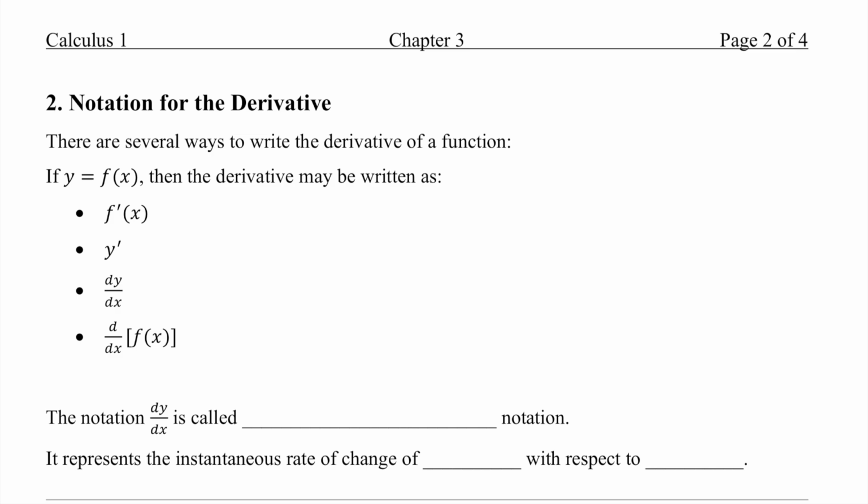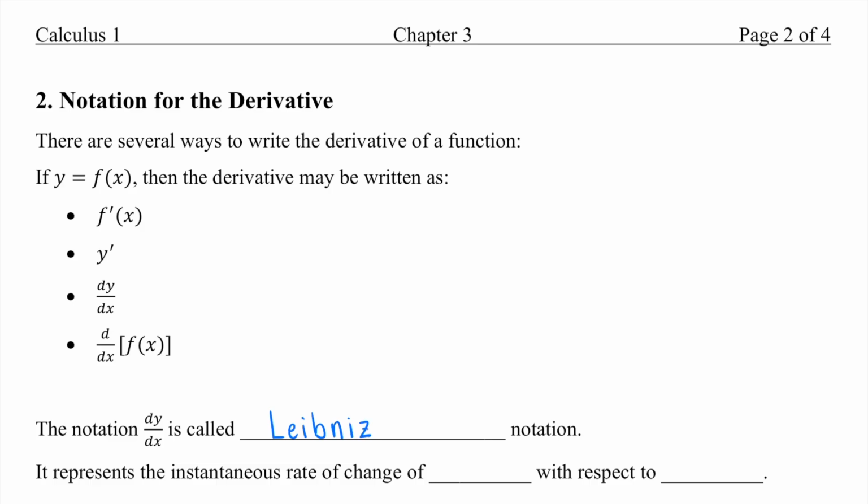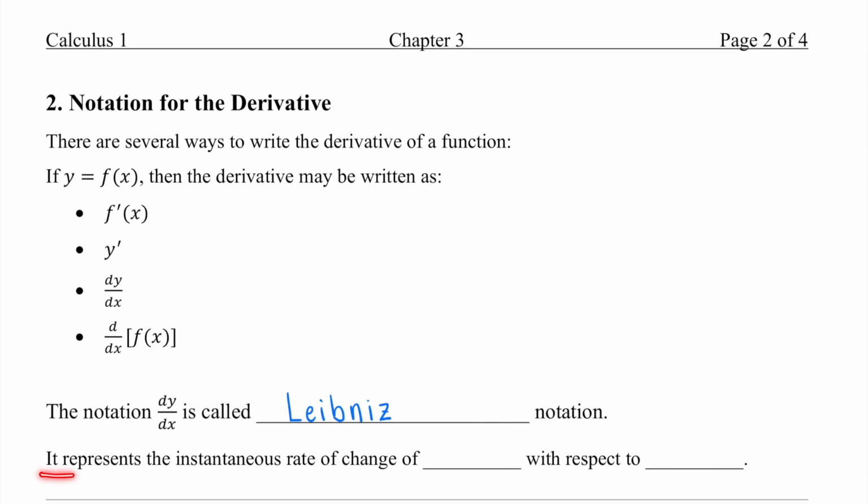Now, let's fill in the statements. The notation dy over dx is called the Leibniz notation. It represents the instantaneous rate of change of y with respect to x. In other words, it tells us how fast y changes as x changes.